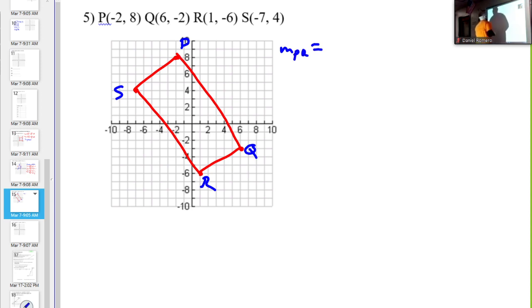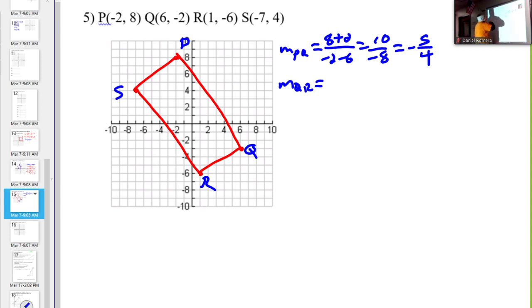So the slope of PQ is 8 plus 2 over negative 2 minus 6. That's 10 over negative 8, which is negative 5 over 4. You have to make sure you reduce your fractions. Positive divided by negative is negative. Slope of QR is negative 2 plus 6 and 6 minus 1. That's going to give me 4 over 5. Hey, look at that, negative reciprocal of this side. Keep that in mind.